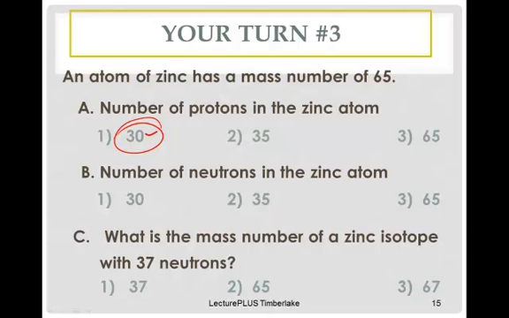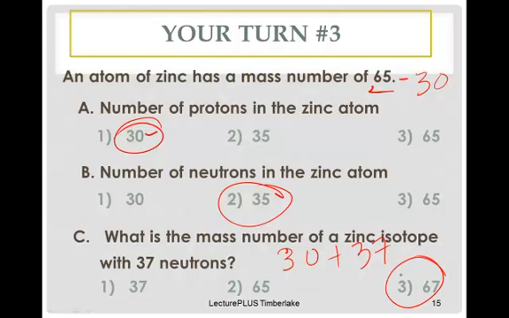So what you would have to do is look at your mass number and subtract 30, and that would give you the number of neutrons. Okay? So if I subtract 30, that means my neutrons would be 35. What is the mass number of a zinc isotope with 37 neutrons? To do that, you take the atomic number, which is 30, because we know that the nucleus has protons and neutrons, and you add your neutrons, which is 37. So the correct answer would be 67.